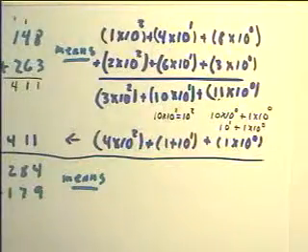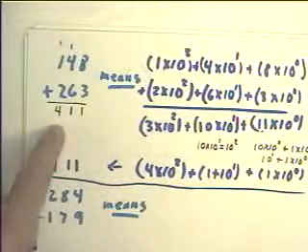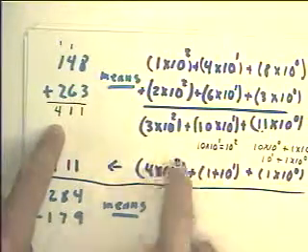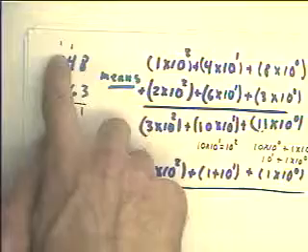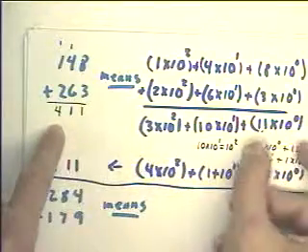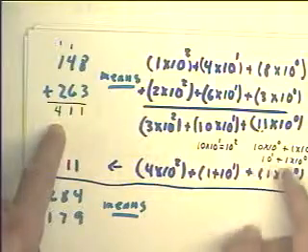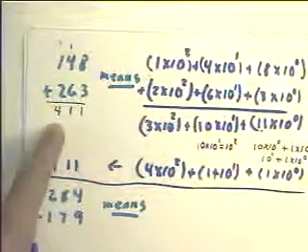Now this is just analogous. What we've got over here represents what we're really doing when we do this. When we write these 1s and carry them and all that stuff, we're just regrouping 11 10 to the 0s into a 10 to the 1 plus 1 10 to the 0.